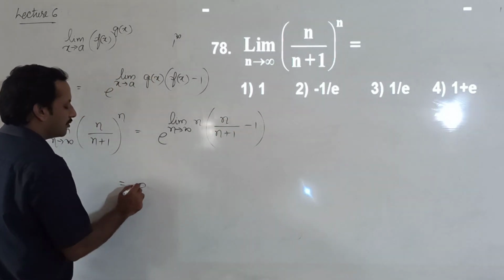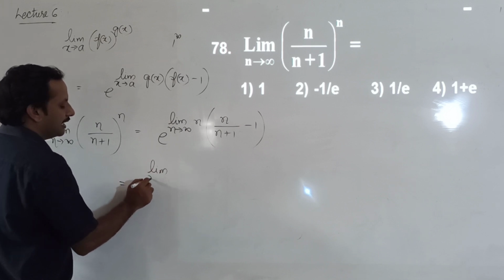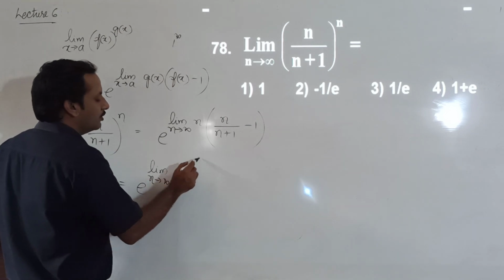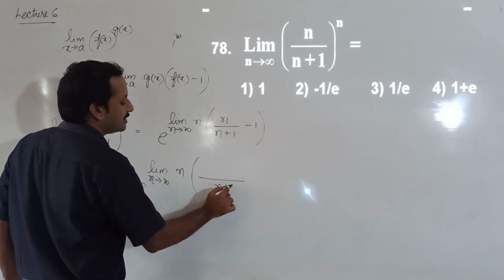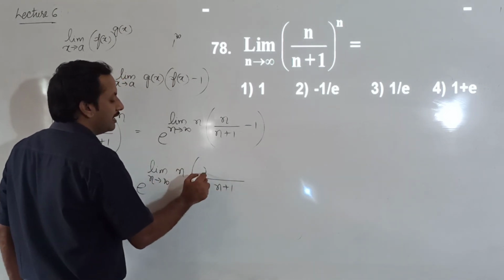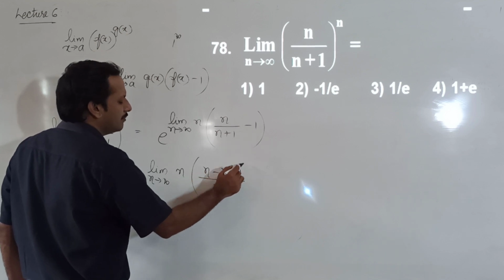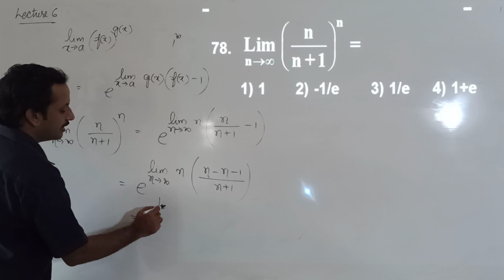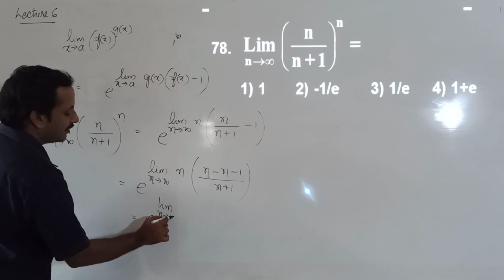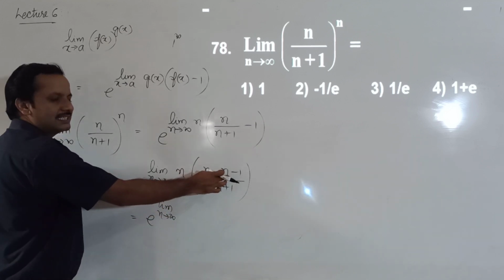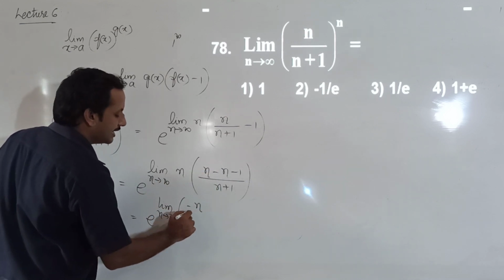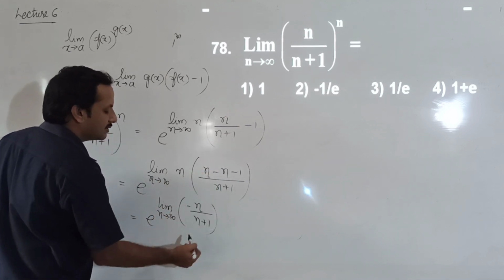This is equal to e power limit n tends to infinity n into, I'll take LCM here, n plus 1 is LCM, numerator will be n minus n minus 1, which is minus 1. n gets cancelled, minus 1 by n plus 1 will remain. Take this n inside, we get minus n divided by n plus 1.